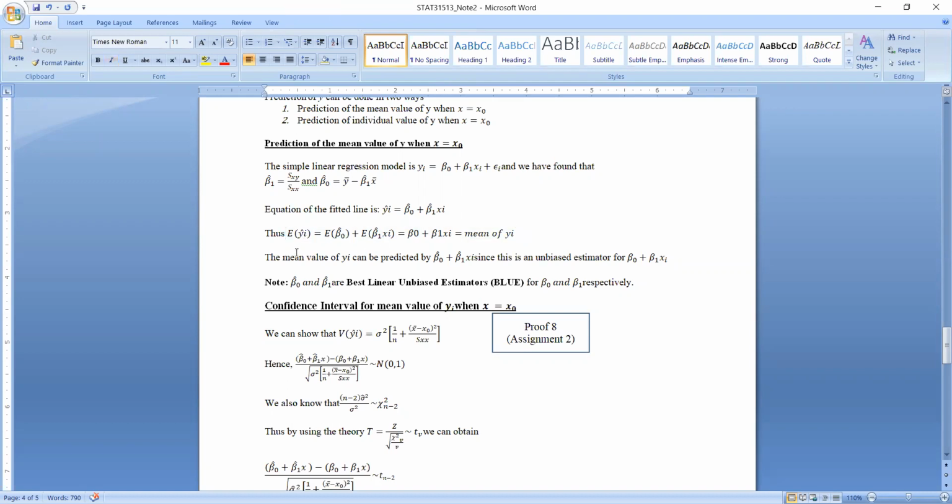So we can see that when you take the expected value of yi hat, in other words, that is the mean of your yi, that is equal to beta naught plus beta 1 times xi. So that is, for a given value of x, you can predict the mean value of yi using this equation. So when we take the expected value of beta naught hat plus beta 1 hat into xi, it is equal to beta naught plus beta 1 xi. So beta naught hat plus beta 1 hat xi is an unbiased estimator for beta naught plus beta 1 xi.